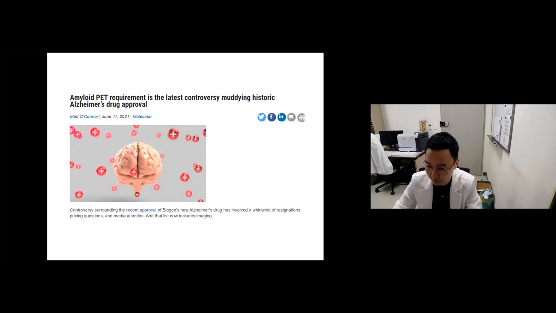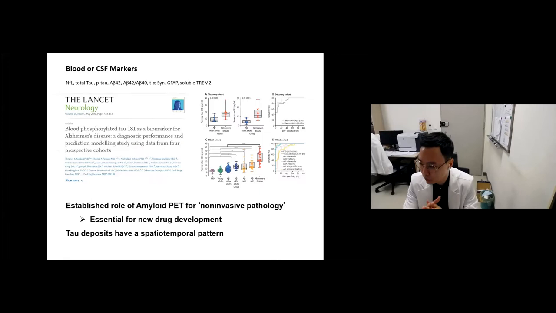And there are also some new concerns about blood or CSF markers, because blood biomarkers are cheap, effective and easy biomarkers that can be acquired from the patient. So there has been concern about whether these blood biomarkers can substitute for imaging biomarkers. However, in two ways, I think there is still importance in the imaging.